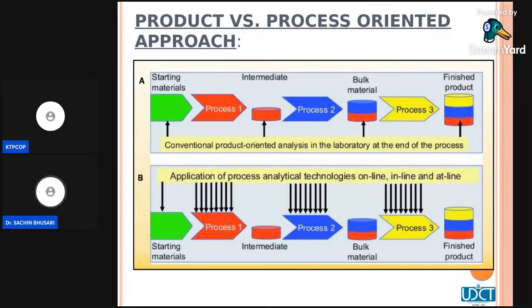That was the conventional approach. It was a product oriented approach. We were more interested in the product. So we were trying to test the quality of that intermediate, bulk material, and finished product.